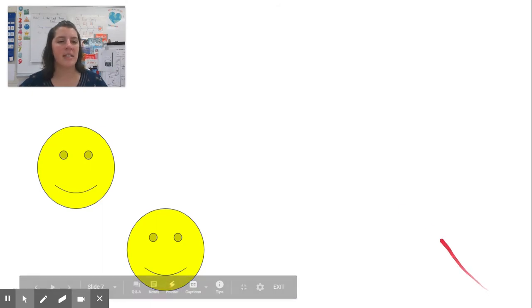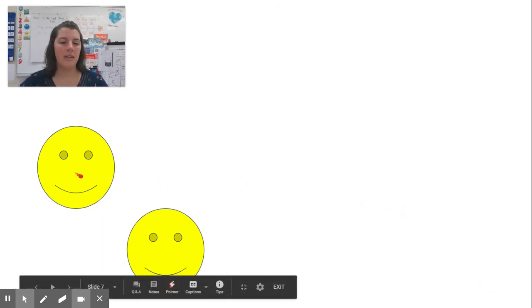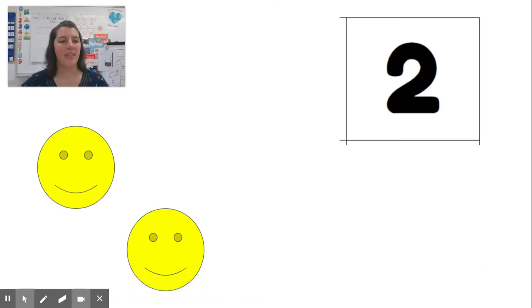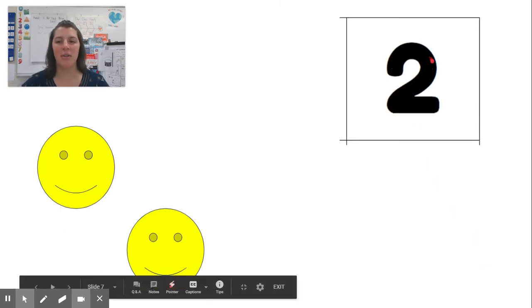Let's count together to see. 1, 2. There are 2 smiley faces. Which number card shows the number 2? That's the 2. Curve around and slide to the right. Does your number card match mine?